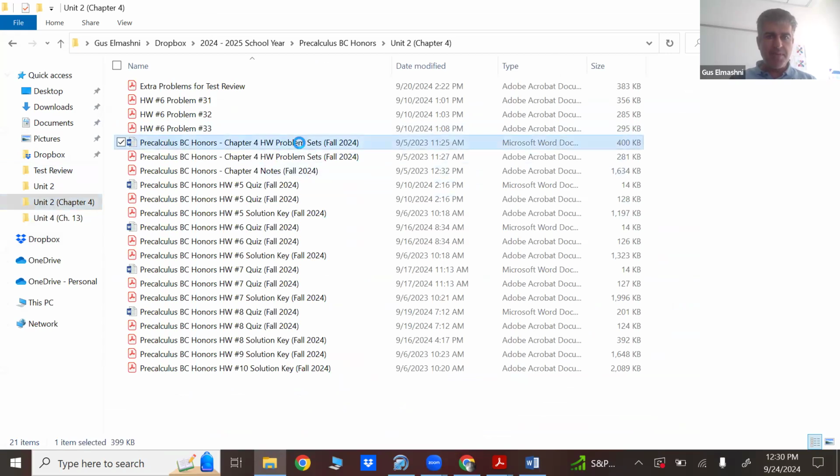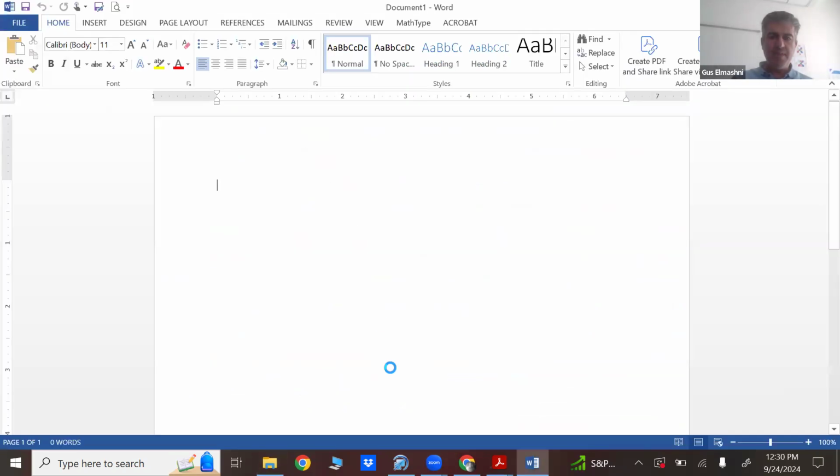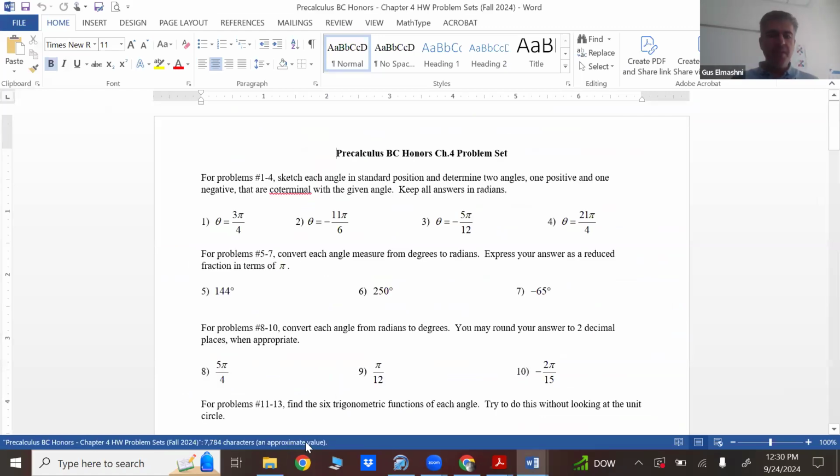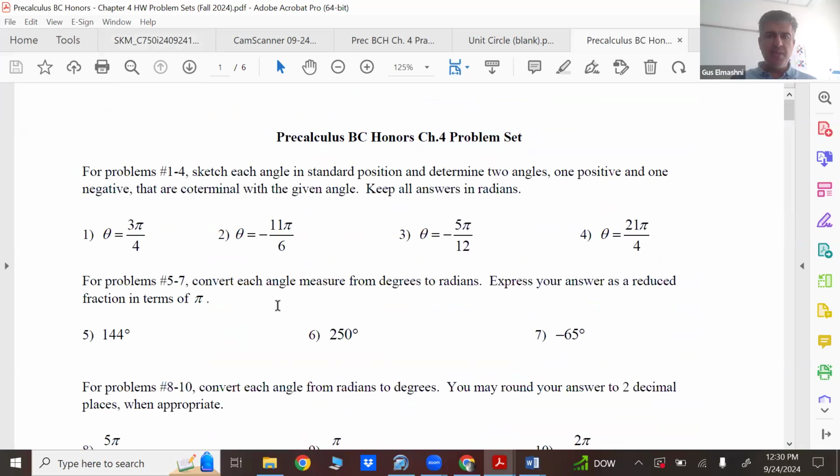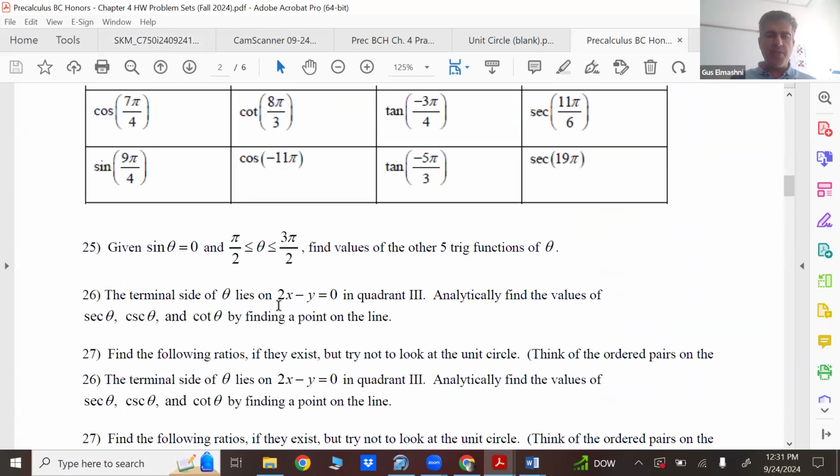More problem sets. Why am I opening Word? Great. I just slowed down my computer. Awesome. All right, let me just open up the PDF. That's faster. So I thought. Yeah, so where did we graph sine, cosine, tangent?